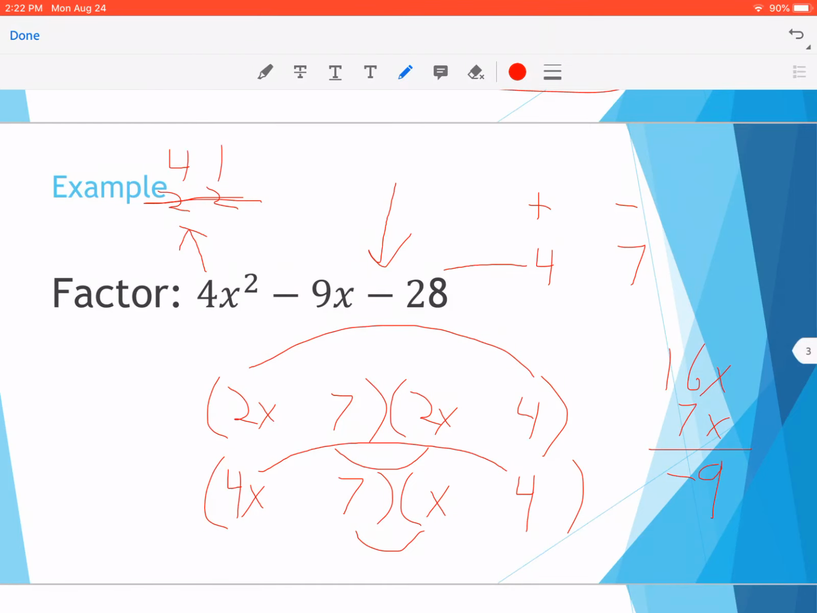Can a 16 and a 7 give you a negative 9? Yep. The question is, who should have the minus or the negative go with? Well, it should be a negative 16 and a positive 7. So where did the negative 16 come from? That came from the outside. The 4x times the minus 4x, which means the plus goes here. And there's your factored answer right there.